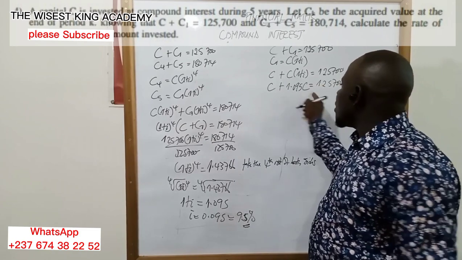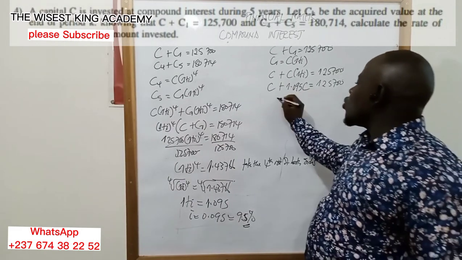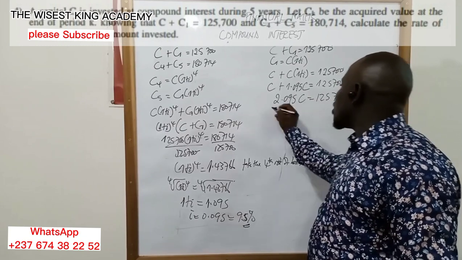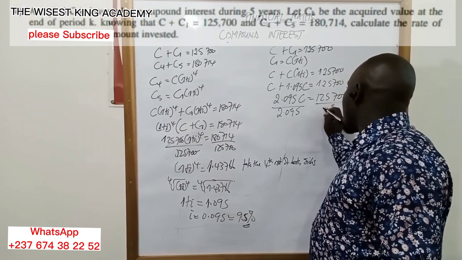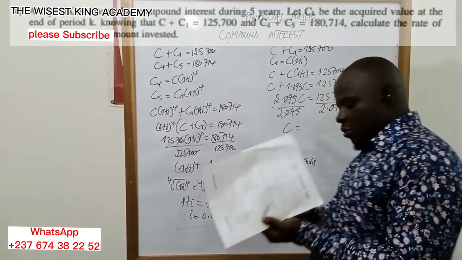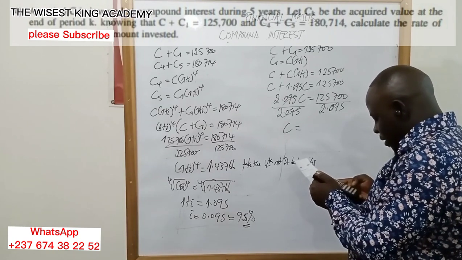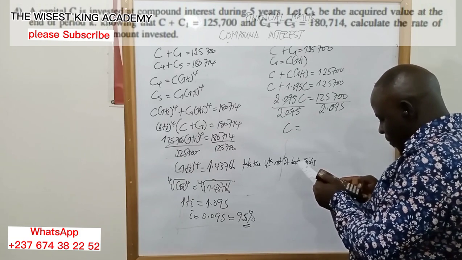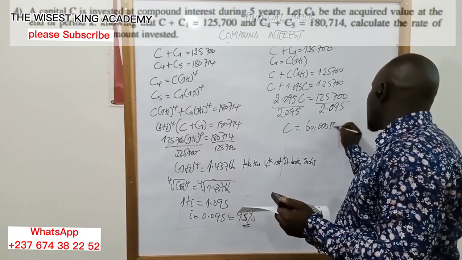125,700. Let's see. So if I add this, I'll have the coefficient attached to C as 1, and the other coefficient is 1.095. So this will be 2.095 C equals 125,700. Divide both sides. So C will be equal to 125,700 divided by 2.095, which equals 60,000 francs. So the capital invested is 60,000 francs.